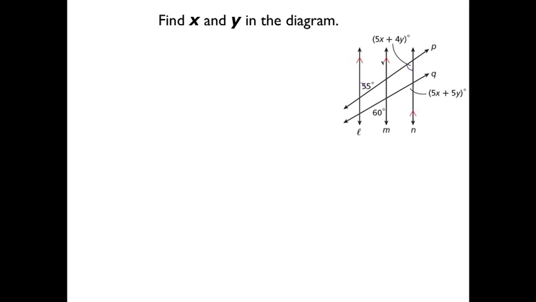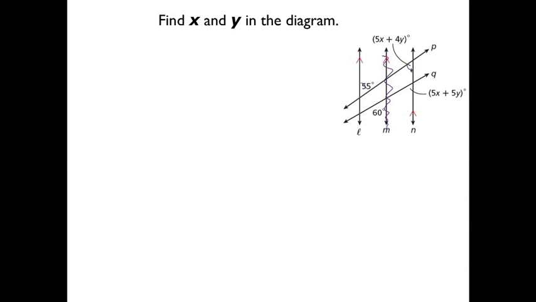Now here's what I'm going to do in order to do that. I'm going to ignore this entire line here. I'm just going to pretend it's not even there. So all I'm focused on is line N and line L. What I'm looking at then is I have transversal P running through those two lines.